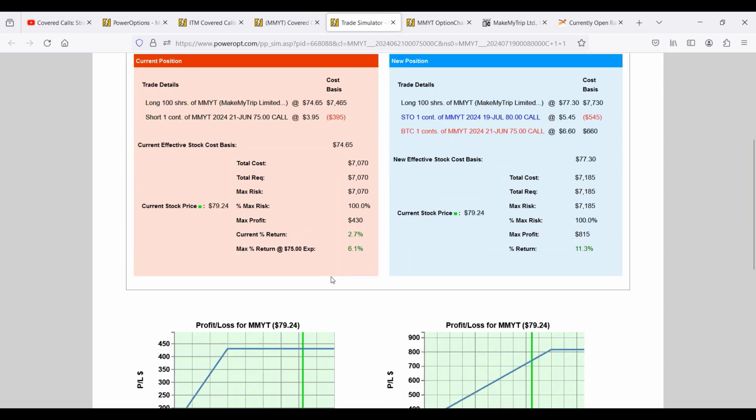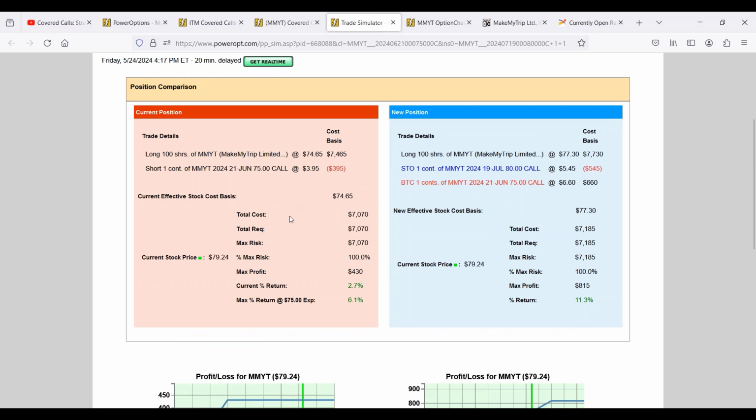Simulate Trade tool will give you a side-by-side comparison of your current position on the left in red. Again, where we stand right now with our liquidation and current return, and of course the max return we might expect, remember, in 28 days, if MMYT stays above $75 per share. That's 6.1%. Going out to our July 80 call, we took in $395, paying $660 to buy it back, getting a new premium of $545. For that adjusted net credit we saw, new effective cost per share of $77.30, but the potential of being assigned at 80, well, our new max profit here is going to be $815 or 11.3%.